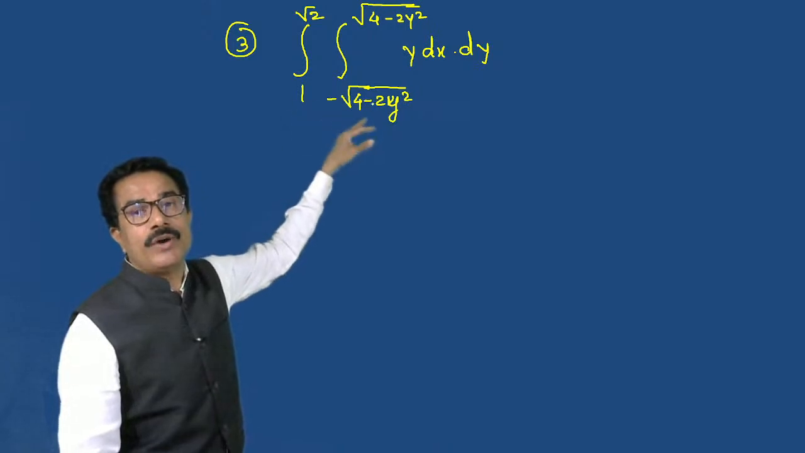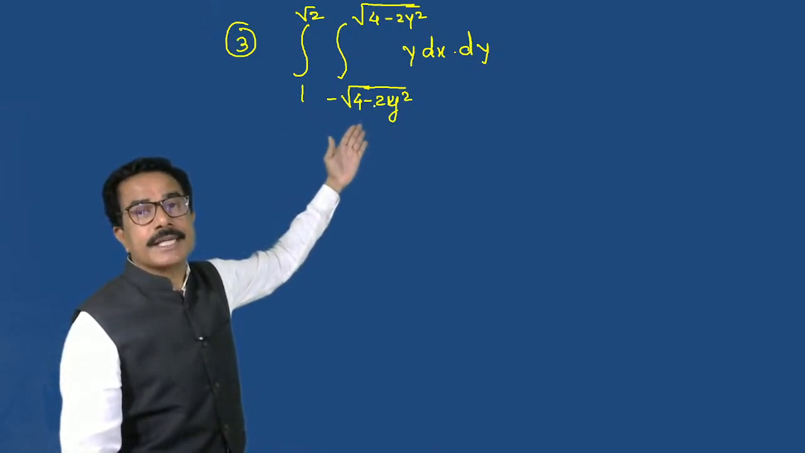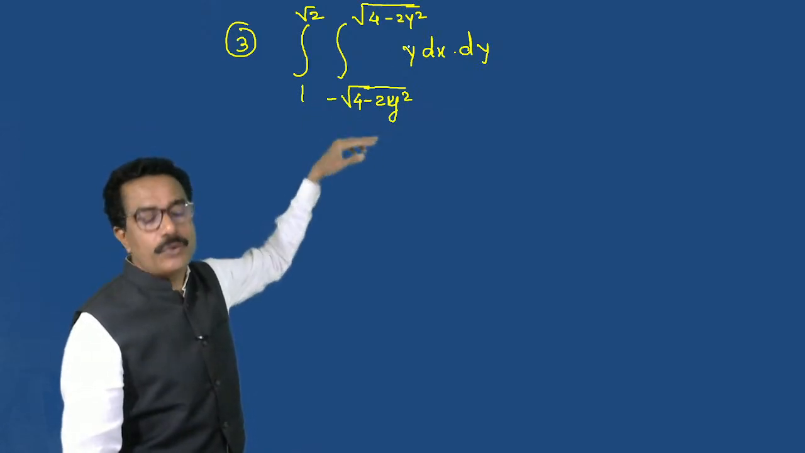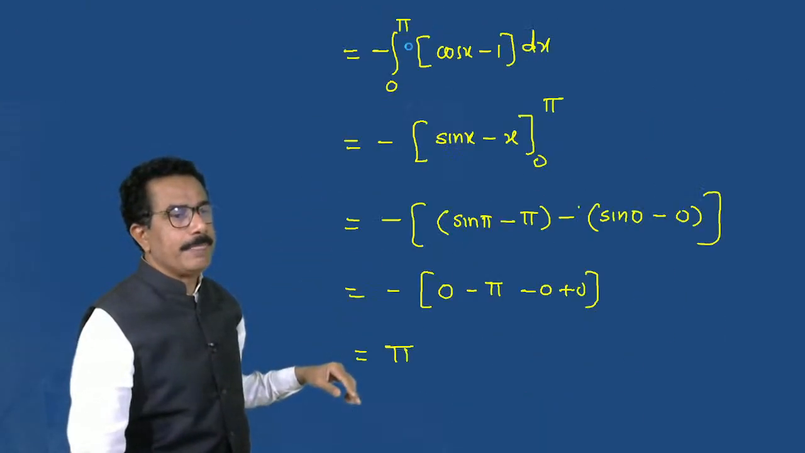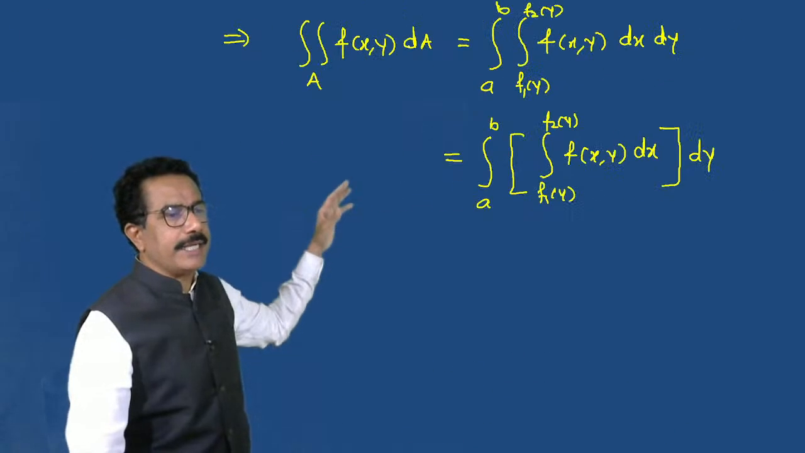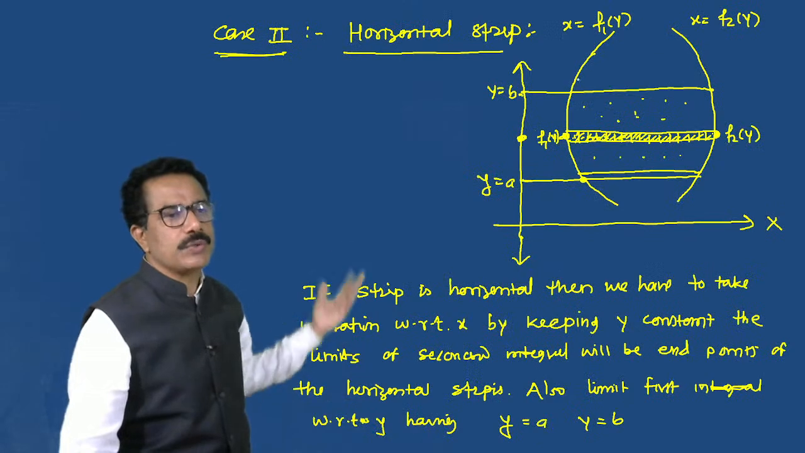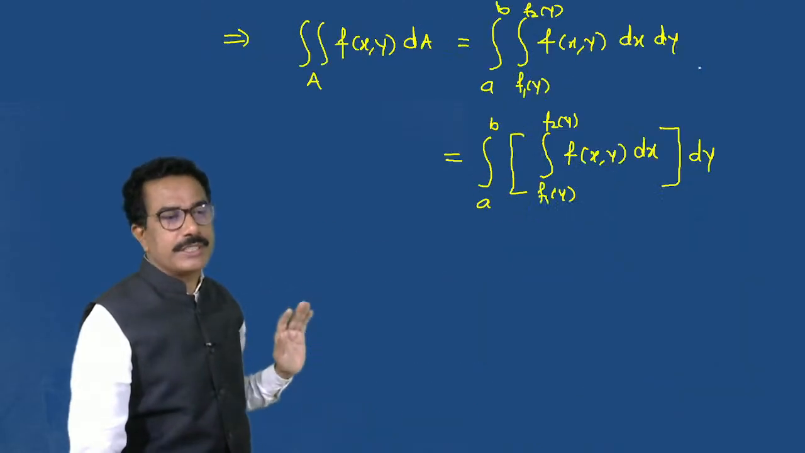That is f1 of y and f2 of y, means it is compared as x equals f1 of y, x equals f2 of y, means in this way, as in this second type of integral, these are x equals f1 y, f2 y, means horizontal strip.